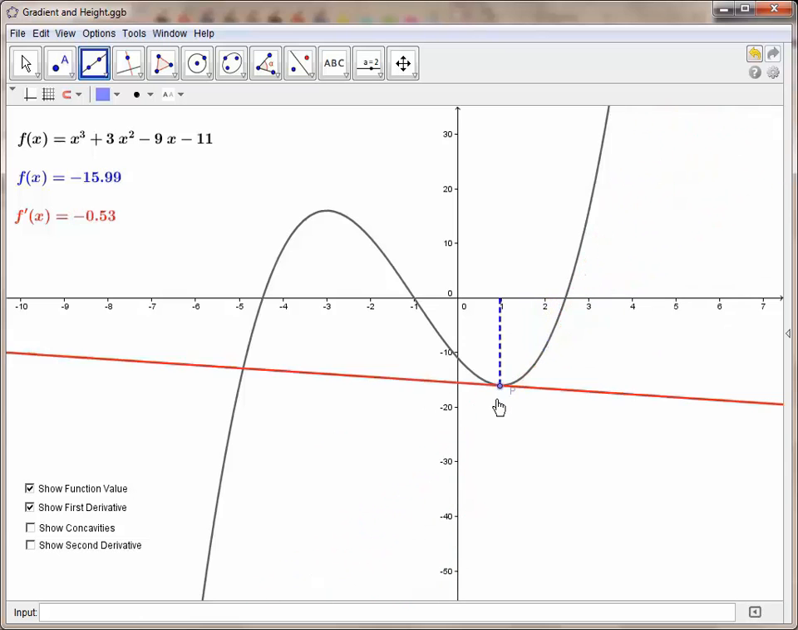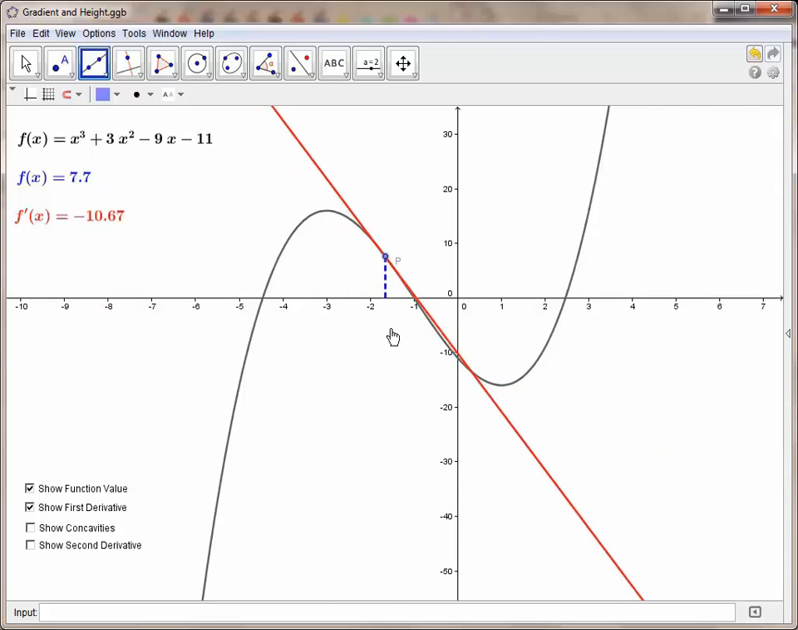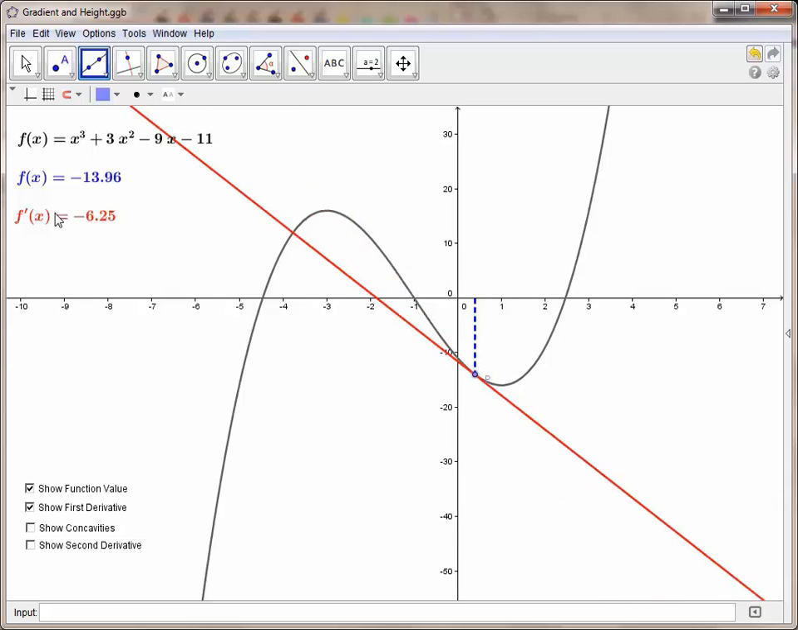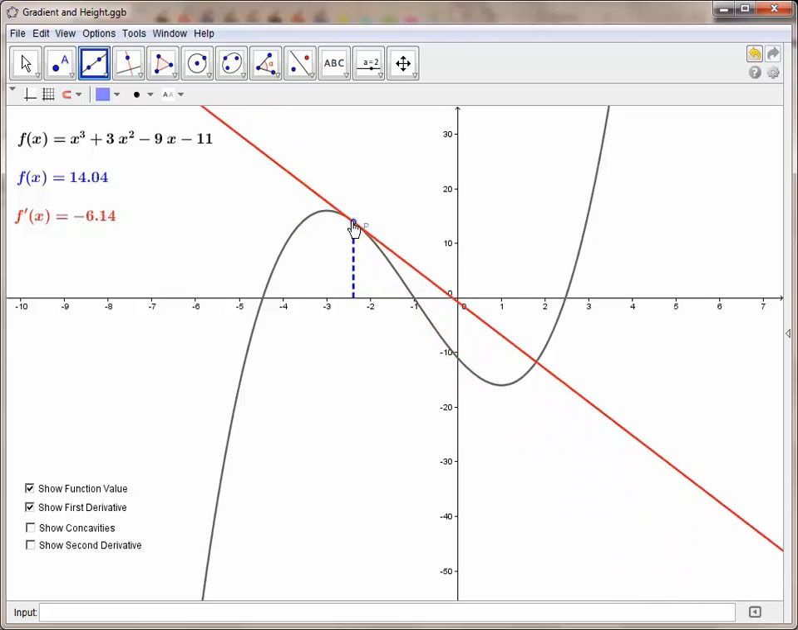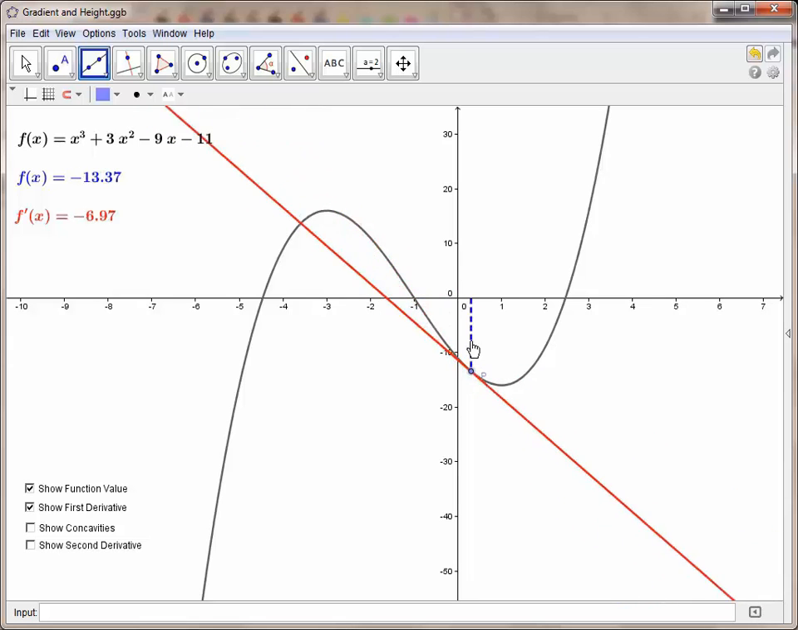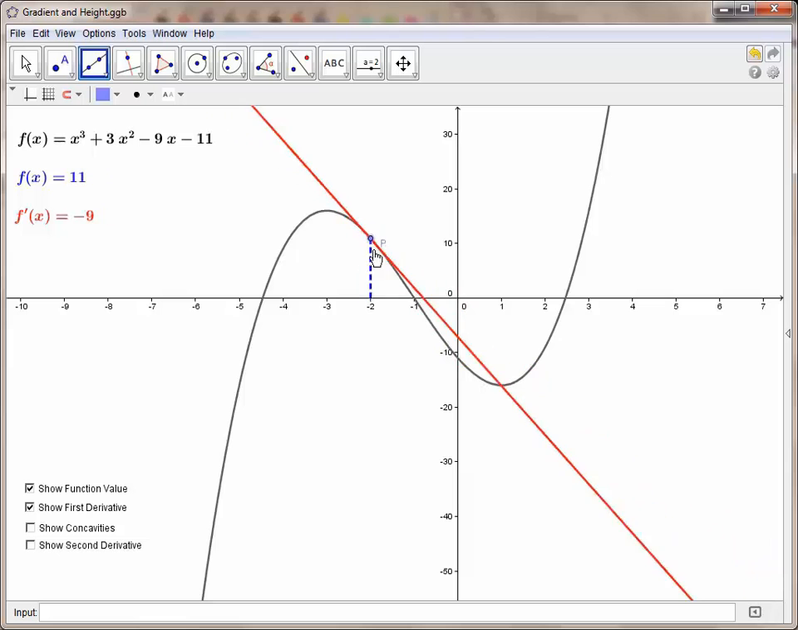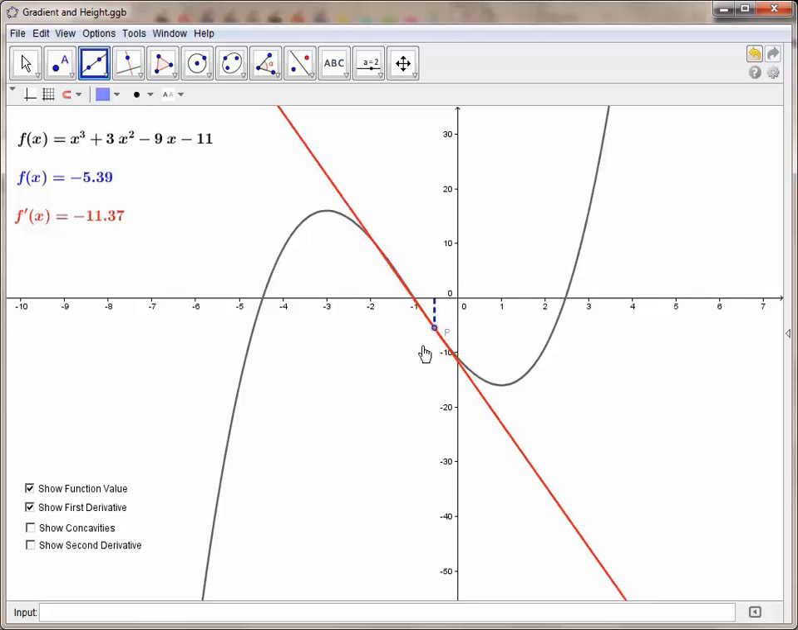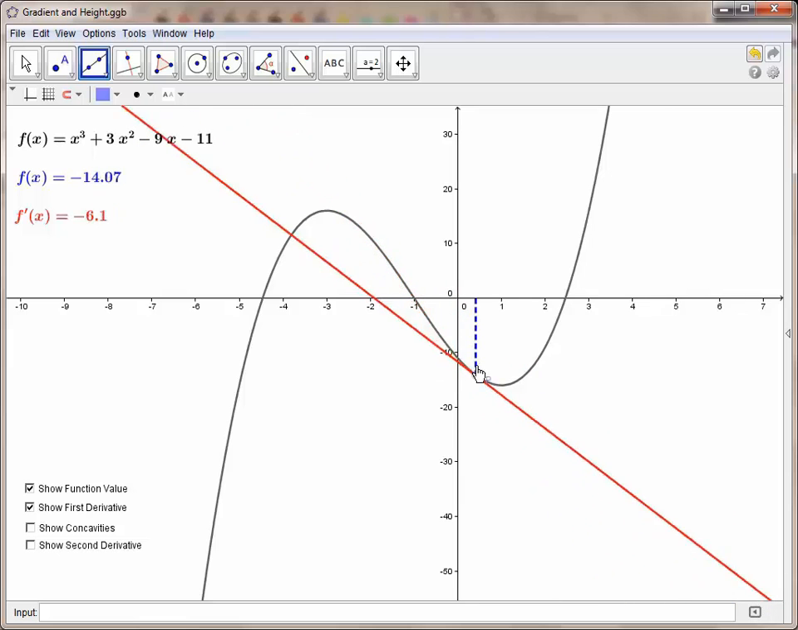If I go somewhere between those two locations, somewhere in the middle here, we can see that all along here, the gradient is negative. We've got a negative value for the gradient of this tangent line. So that is what the first derivative tells us about a graph. It tells us about the slope of the graph at any particular location.